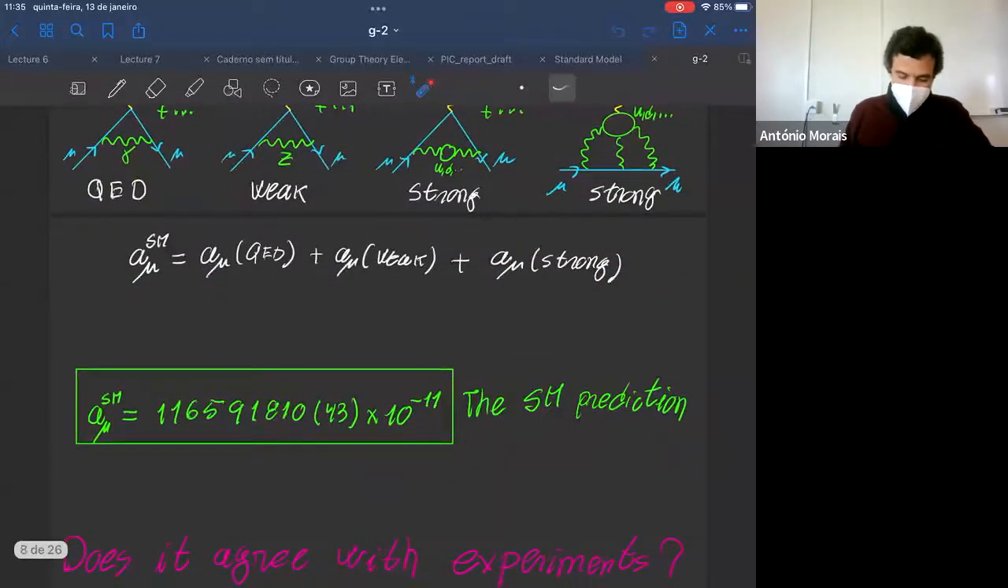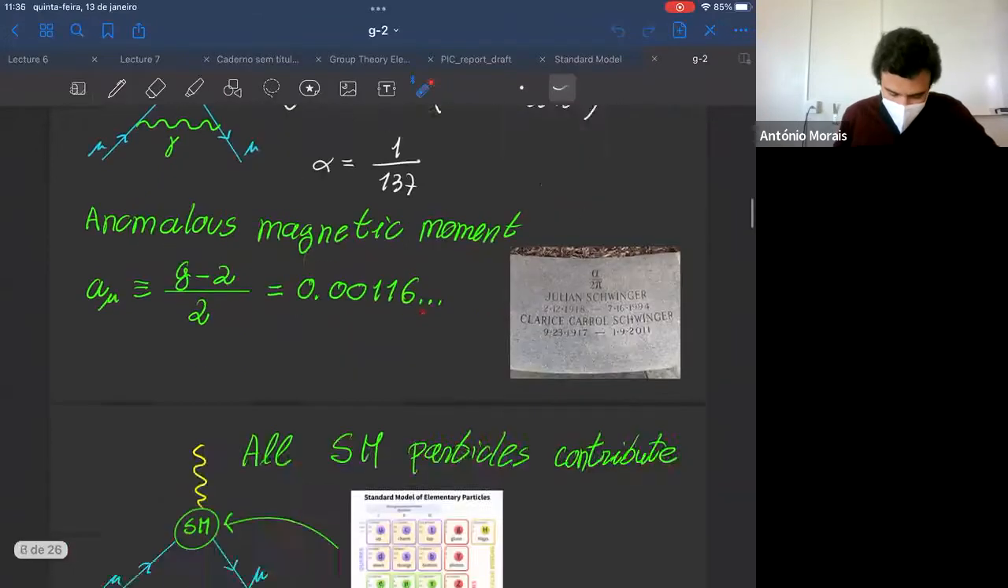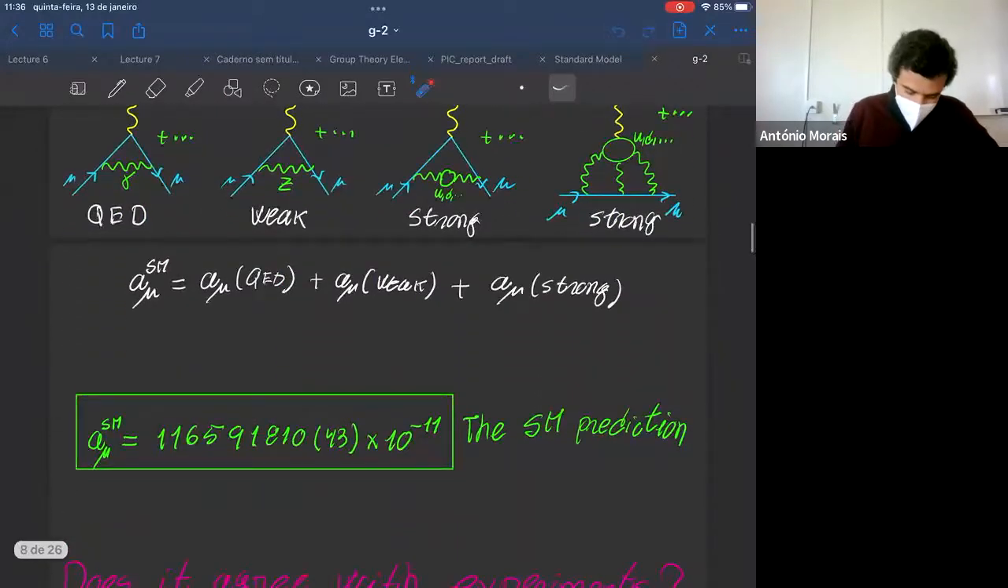So this is the standard model value for a_mu. Just note something here, 116. And here you see 116, 116, and then 5 and so on. This is the precision level. Okay.